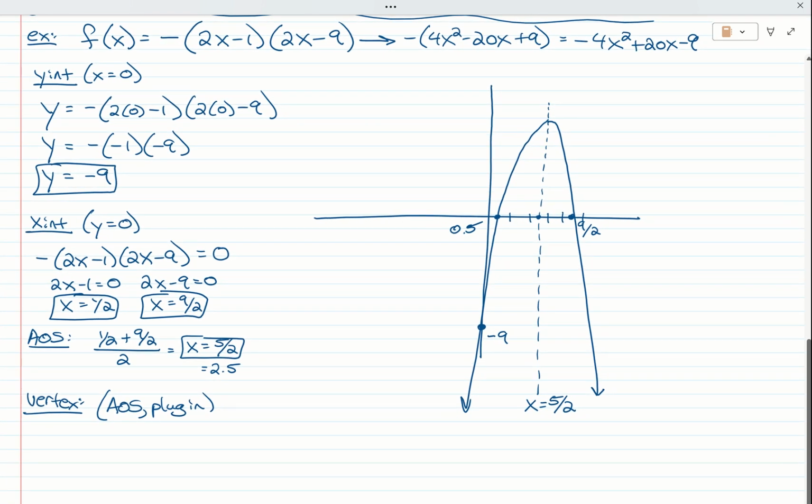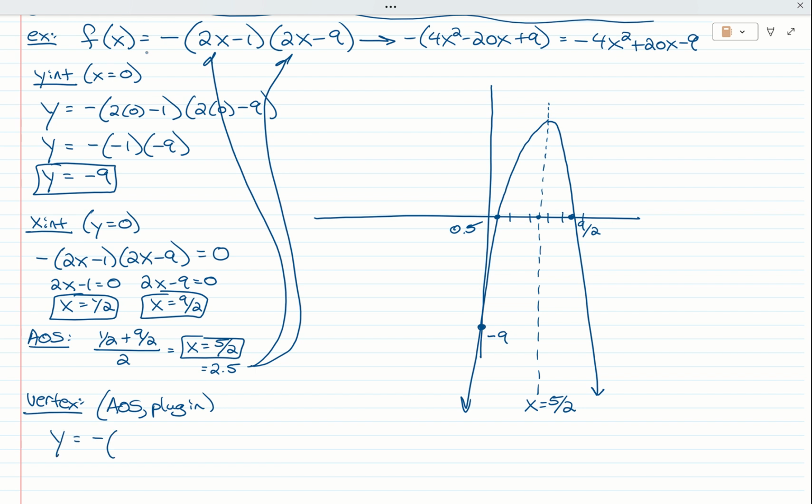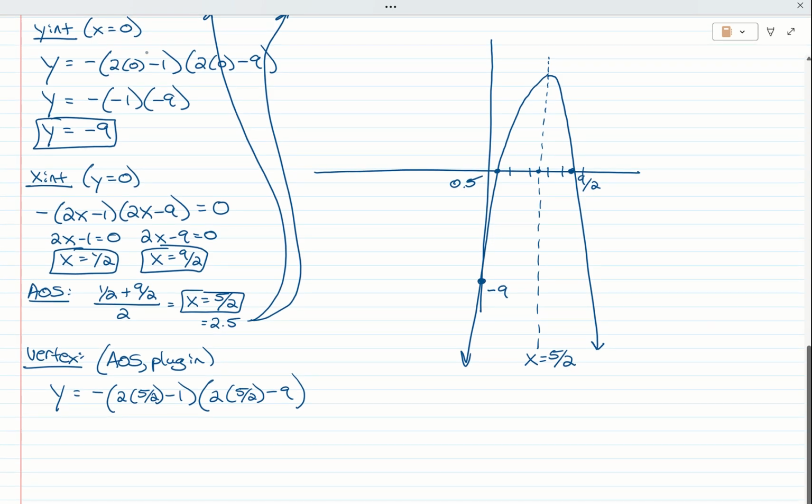So I'm going to plug in 2.5 or 5/2 for all of the x values. Just be careful when you type it into your calculator. y would equal negative 2 times 5/2 minus 1 times 2 times 5/2 minus 9. It's kind of annoying to use fractions. If you want to use decimals, that's fine.